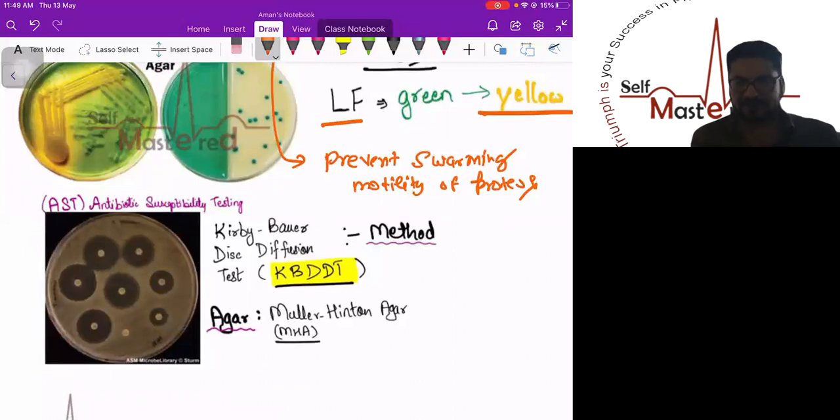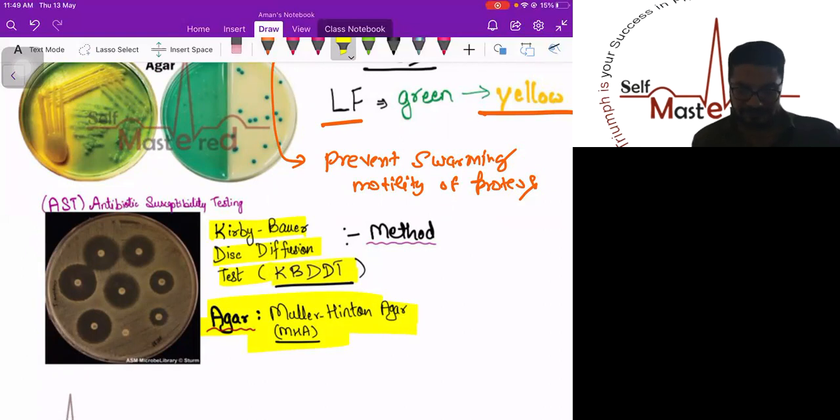Okay, then we have a test. This test is called the Kirby-Bauer disc diffusion test. Right, so you can get an image-based question. You will see the antibiotic susceptibility zone in this method. The media that we use is Mueller-Hinton agar. We call this Kirby-Bauer disc diffusion test for antibiotic susceptibility.